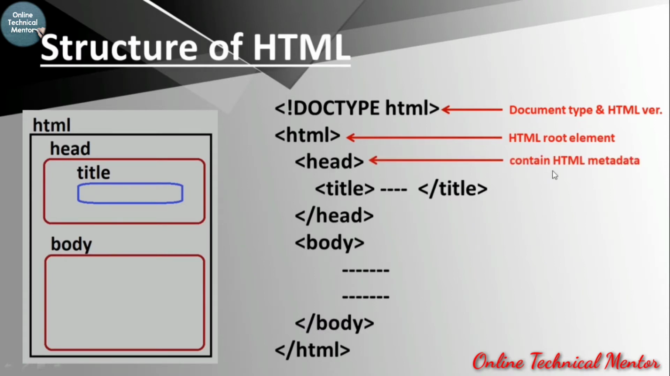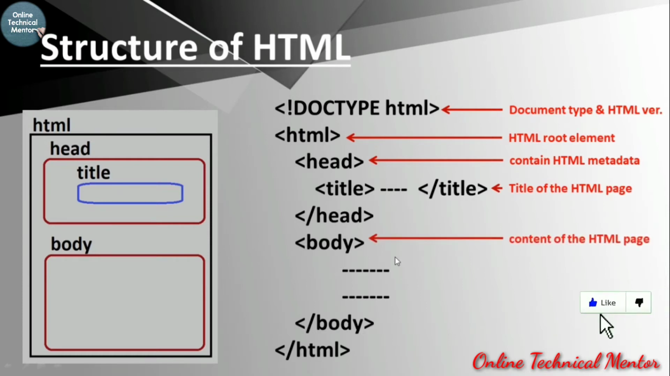This head tag contains HTML metadata. I have only written the title within the head and slash head tag. Apart from title, there may be style tag, link tag, etc. And whatever you are writing within the title and slash title tag, that will be displayed on the tab of the current web page. And then the body tag, it contains the content of the HTML page. So whatever you are writing within body and slash body, that will be directly displayed in the white section of the web page.